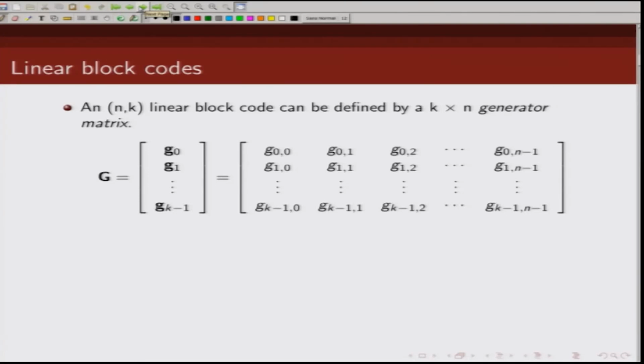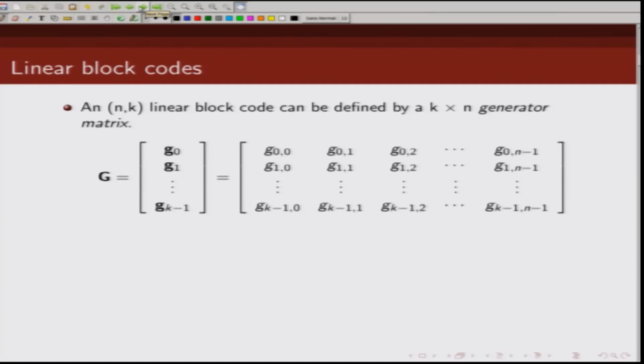So, as we described in the last class, an encoder for a linear block code takes a block of k bits and maps it to n bits. Now, we can use a k cross n matrix to define this mapping from k information bits to n coded bits, and this matrix is basically our generator matrix. For an (n,k) linear block code, the mapping of k information bits to n coded bits is defined by this generator matrix G, which is of rank k.